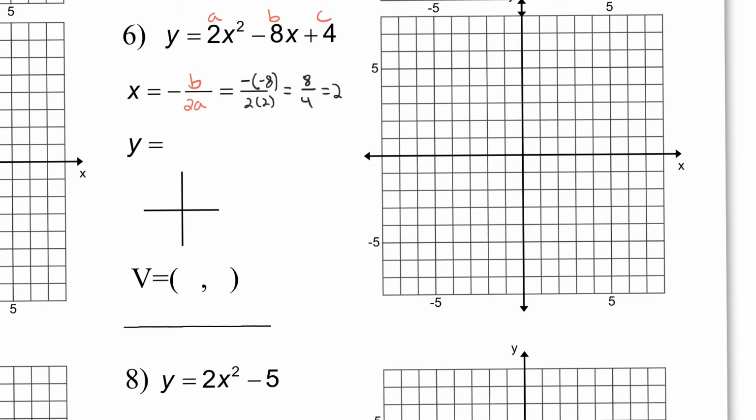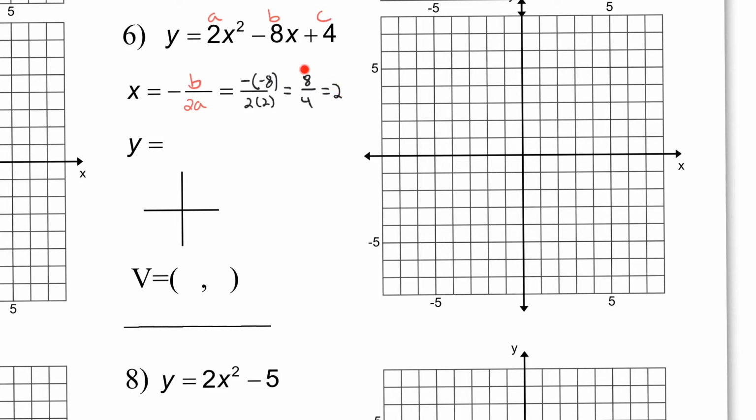So I got x equals positive 2. You guys will have double negatives because the formula has a negative and b is negative. If b is positive, guys, you're only going to have one negative here. So you guys have to be careful with your signs. Always check your signs.